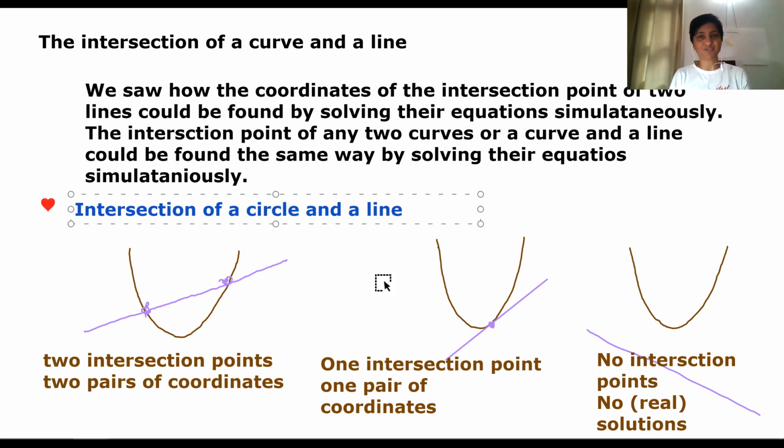So again, can you think of a circle and a line? How many cases? Again, similar 3 cases you have. When you think of a circle and a line, the line could be going through the circle, cutting it at 2 points. You will have 2 intersection points. Or you can have the line being a tangent to the circle, so just one intersection point. Or you can have your line completely off the circle, so no intersection points.